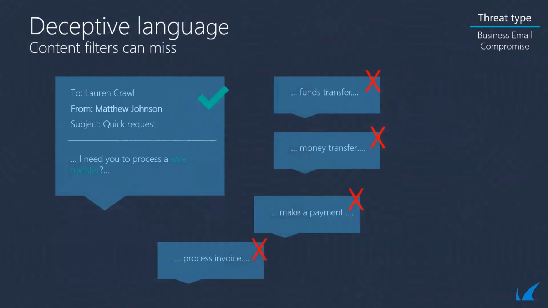Now, under deceptive language, we've got funds transfer, money transfer, make a payment. These can always be put into your spam solution on the gateway level. However, they can be easily changed, and they can also lead to false positives and situations where, obviously we're going to be blocking those legitimate mail messages that need to be addressed in a timely manner that are needed to be executed by a company.